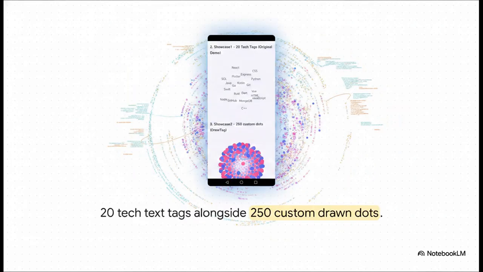But you're probably wondering, how does it handle scale? Well, the density is where it really shines. You can have a super clean classic word cloud with, say, 20 tech tags like React and Python. But then you can crank it up to a massive, dense sphere made of 250 individually rendered, custom-drawn dots. And the internal engine handles that heavy load like a champ, maintaining a buttery smooth 60 frames per second.